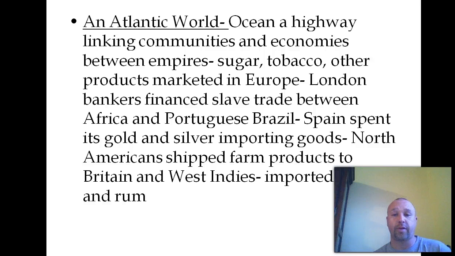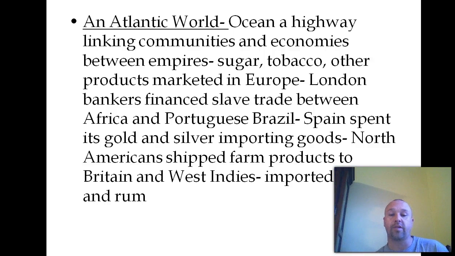The Atlantic world, the ocean was a highway that was linking these communities and economies between all of these great European empires. Sugar, tobacco, other products are going to be marketed throughout Europe. London bankers are going to finance the slave trade between Africa and the Caribbean and the Portuguese Brazil. And Spain will spend its gold and silver importing goods. A lot of Spanish money will wind up over in the Philippines and in China.